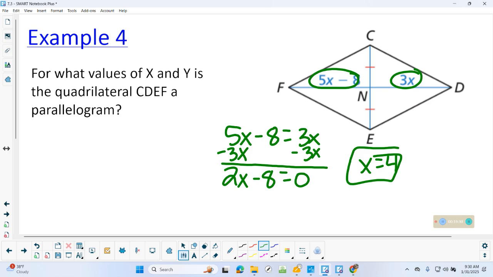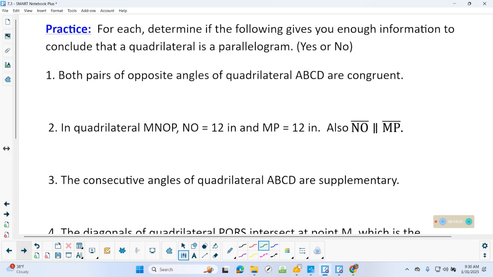Any questions on that? All right, home stretch. We got some yes or no ones here. For each determinant, the following gives enough information to conclude it is a parallelogram. Both pairs of opposite angles are congruent. Is that one of the ways to prove it's a parallelogram? Is that on your list? Sure is, yes.